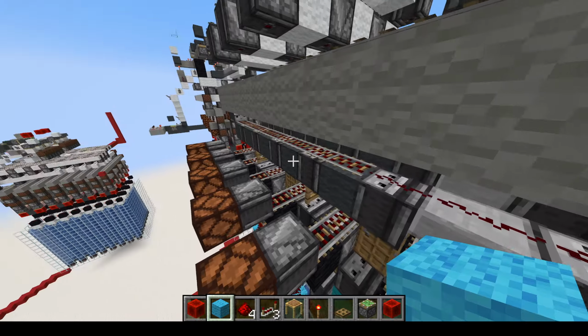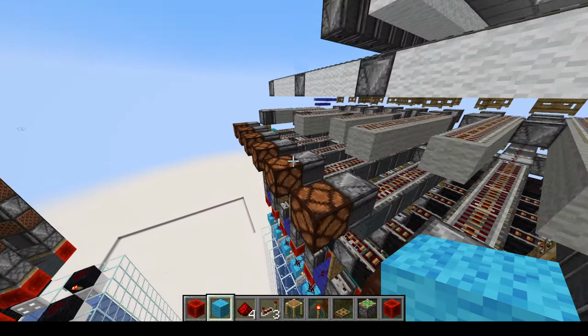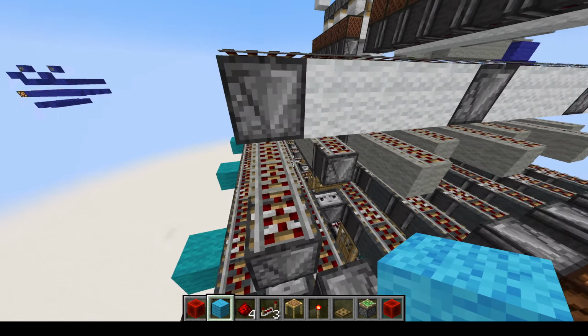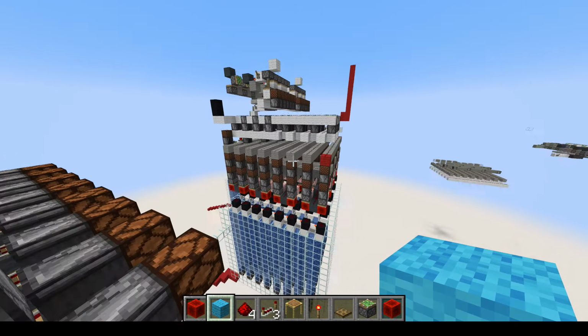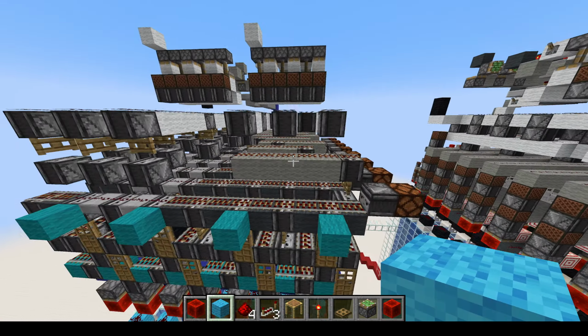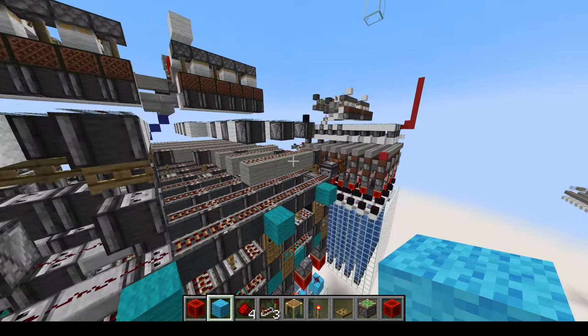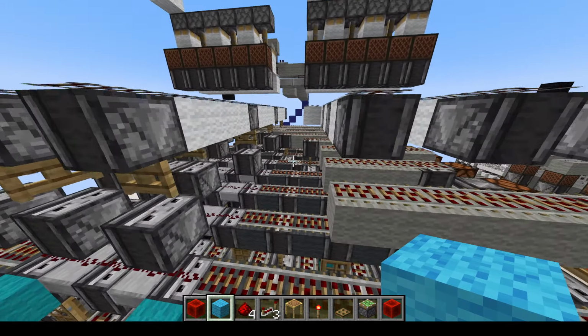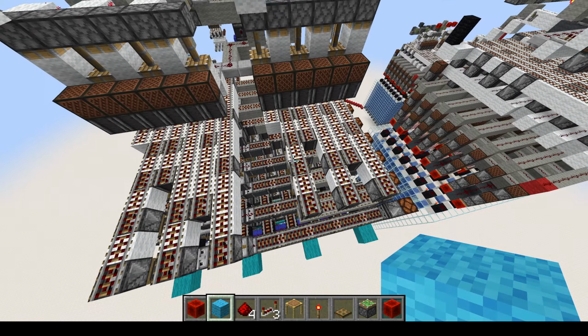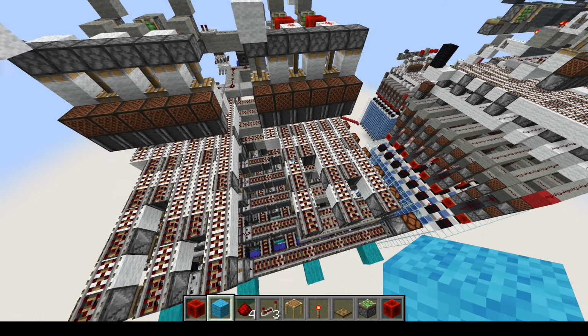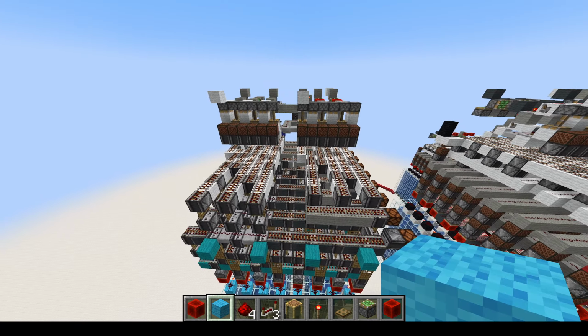It will not work if it's rails. And I've also tried to shorten the lines as much as possible. So before, for example, this one was going all the way across, but it actually doesn't need to. It only needs to be this long. I've shortened everything, which makes it a lot harder to understand what's going on. But I'll try to explain it.